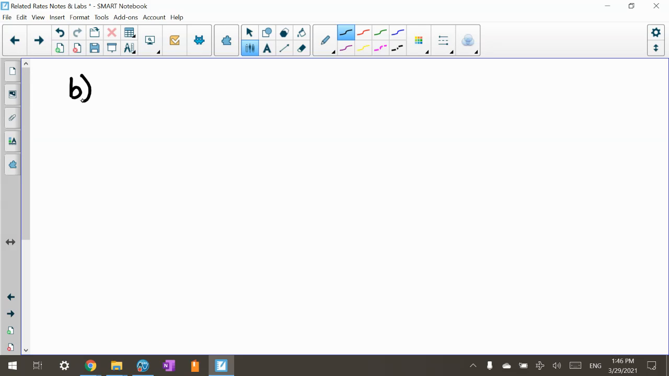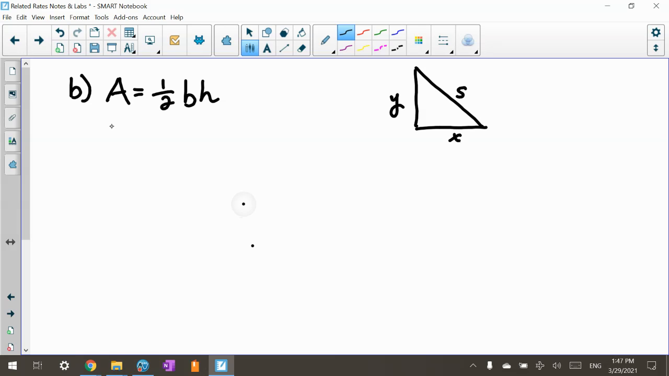Now, for the B part, they ask us, at what rate is the area of the triangle formed by the ladder, wall and the ground changing at the time? I'm like, oh, okay, the area of a triangle is 1/2 base times height. But because of how we have our picture, we've called this X, this Y, and this S. So I'm just going to change it so my area is going to be basically 1/2 X times Y.